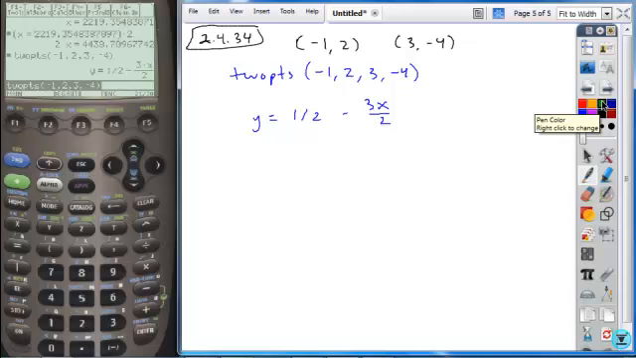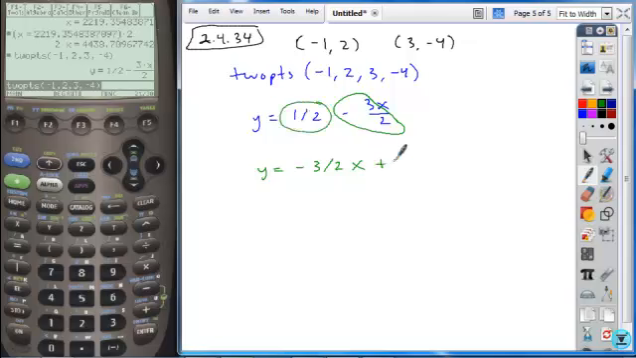Again, if you are going to use your calculators for these, you need to be able to interpret this information. So we write our coefficient of x first. So y is equal to -3/2, then the x. And then we put our constant last, so plus 1/2. And so this would be the way that we would enter that.